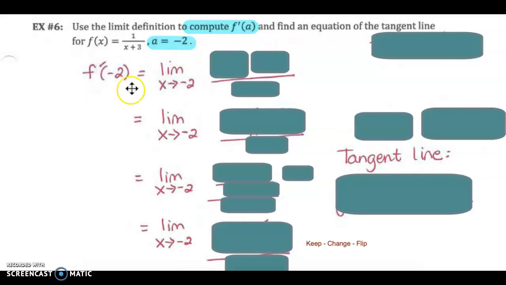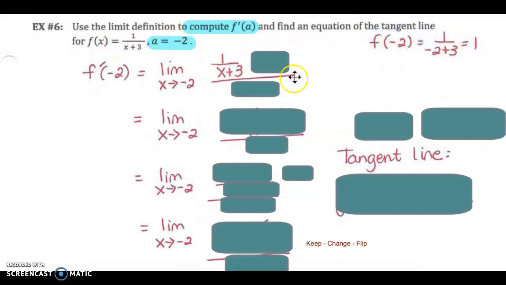So we have the limit as x approaches negative 2 of f of x minus f of a. So we're going to plug negative 2 in for that equation up here. And that's going to give us 1. So it's going to be minus 1. And that's all over x minus a. So x plus 2. X minus a negative 2 is x plus 2.